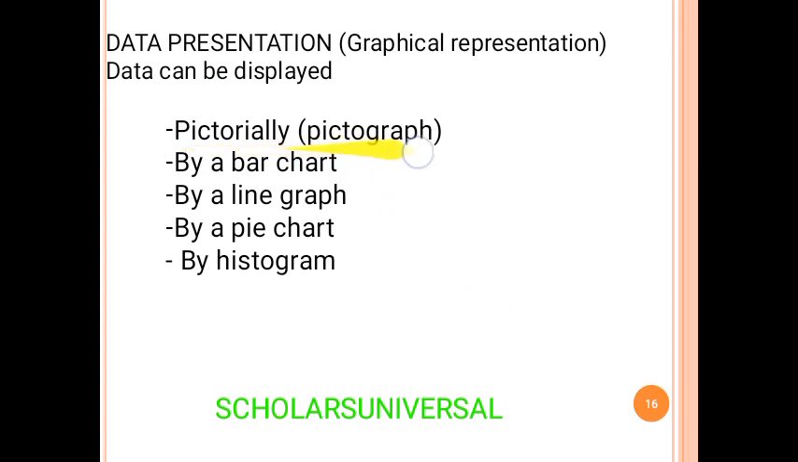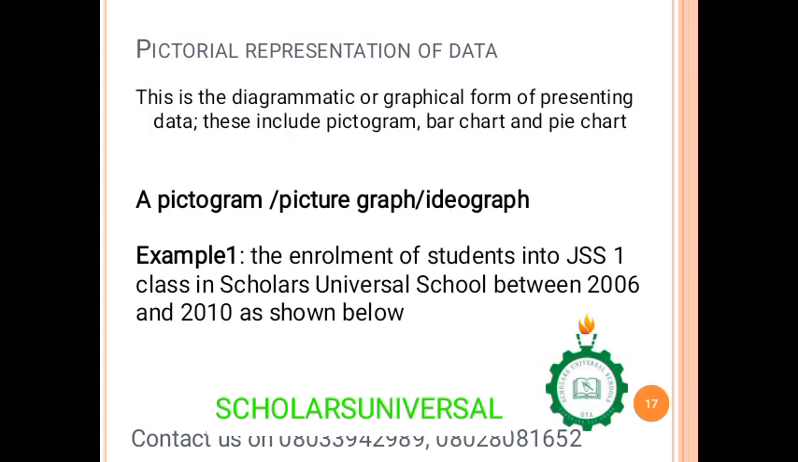We have the pictogram. It can be in form of a picture. We have the bar chart in form of your bars. We have the line graph. We have the pie chart or a circular graph. And we have the histogram. So these are the ways by which you can represent your data.